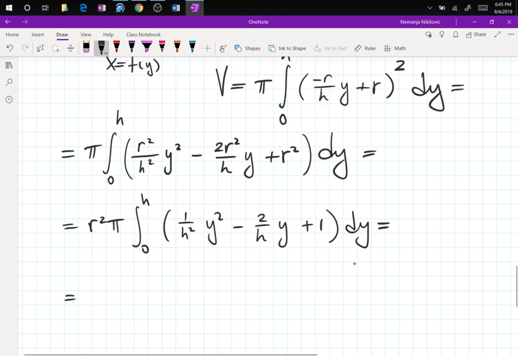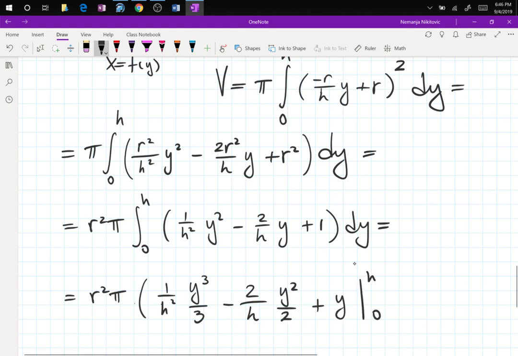And all I need to do now is to integrate in terms of y. So I get 1 over h squared. That's a constant. You copy the constant. And we have y cubed over 3 minus 2 over h, constant, copy it. And we get y squared over 2, and then plus y computed from 0 to h.